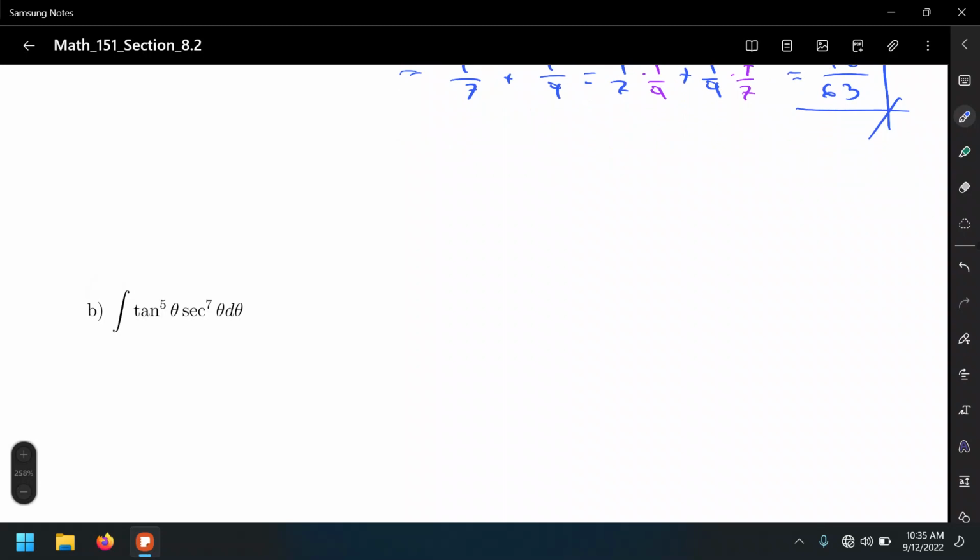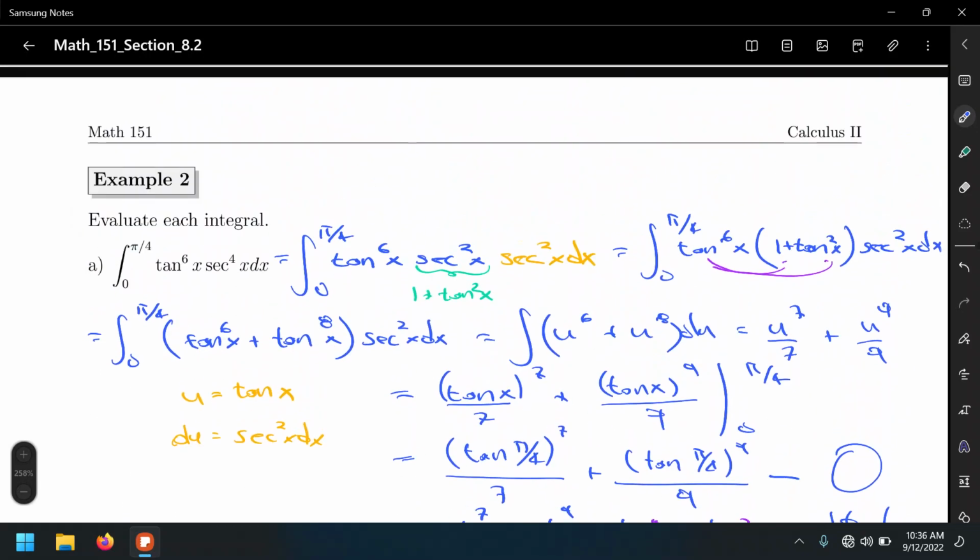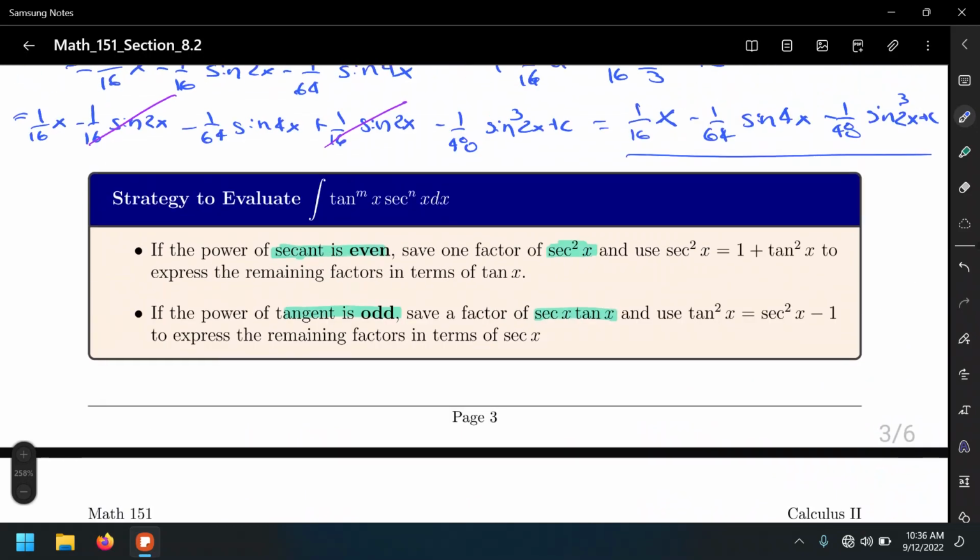I'm trying to cover at least one example of every single case, so you can have an idea of how to tackle the problems on your homework, on your quiz, and on the exam once you get all this down. So let's see. We have tangent to the 5th, secant to the 7th. This time we have odd powers. Let's go back to the strategy guide for odd powers. The one that calls for odd powers is whenever we have a tangent.